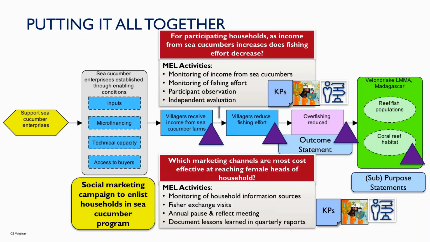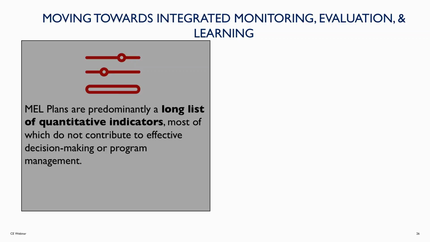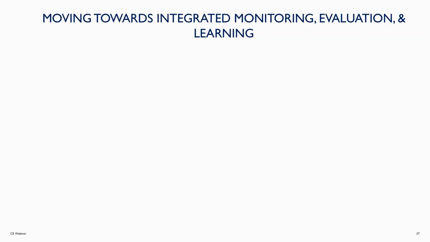learning. So I'm just going to run through real quickly in these slides, showing how sometimes to understand where you're trying to go, it helps to start by understanding what the business as usual case is, or where you don't want to stay. So just contrasting the business as usual case with where we're trying to go. For example, currently, MEL plans are often a long list of quantitative indicators. And what we want to try and move towards is theories of change with clear learning priorities.